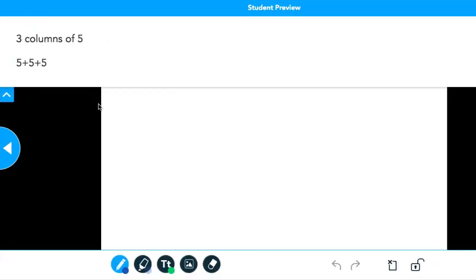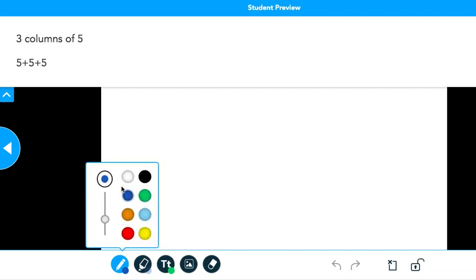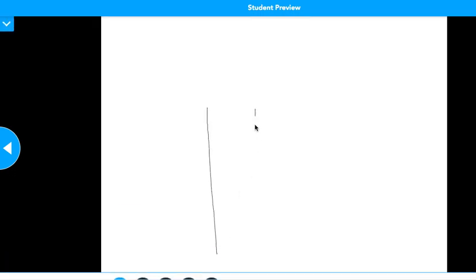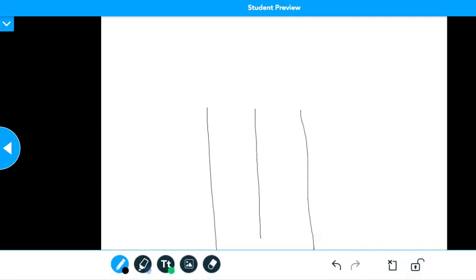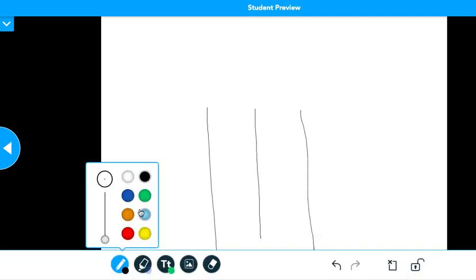Okay, 3 columns of 5, right? So I'm going to grab my marker, make it a really skinny line, and draw 3 columns. Remember, columns are up and down. 1, 2, 3. The important part when we're doing columns is we still have to have 3 columns. I couldn't just put them here and here. I have to put them here, here, and here on this side.